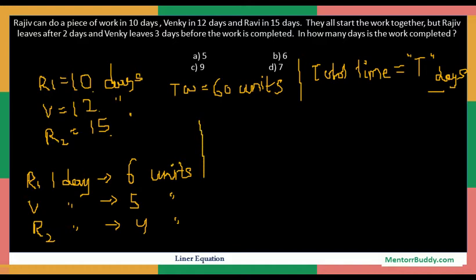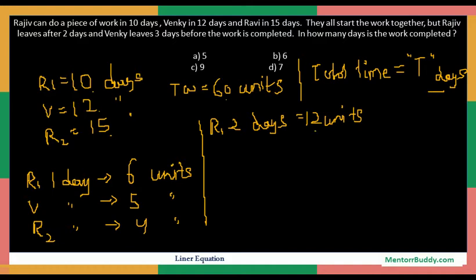Now coming to the language of the question, it says they all started working together, but Rajiv leaves after 2 days. So for the very first 2 days, Rajiv, that is R1, had worked. Rajiv in 1 day finishes 6 units of work, so definitely Rajiv in 2 days will finish how much? 12 units of work. So we can see out of this 60 units, 12 units of work is already finished by Rajiv.